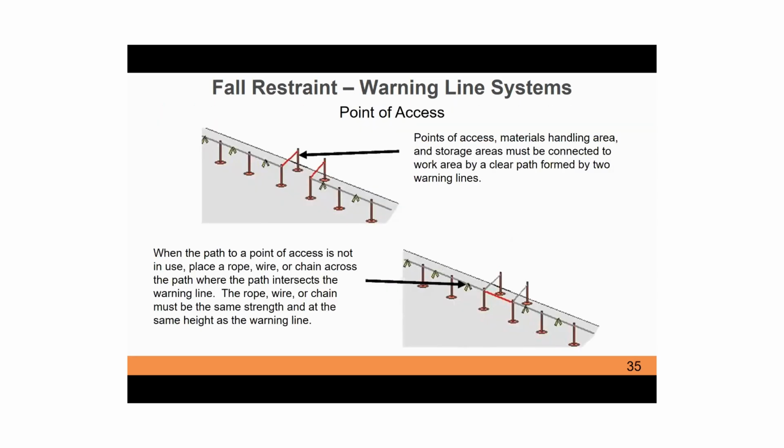One of the things we commonly see as well is the point of access for the warning line systems. Either the access doesn't exist and it's needed for materials handling to create a clear path, or if there is a point of access, it's often not closed off whenever it's not in use.